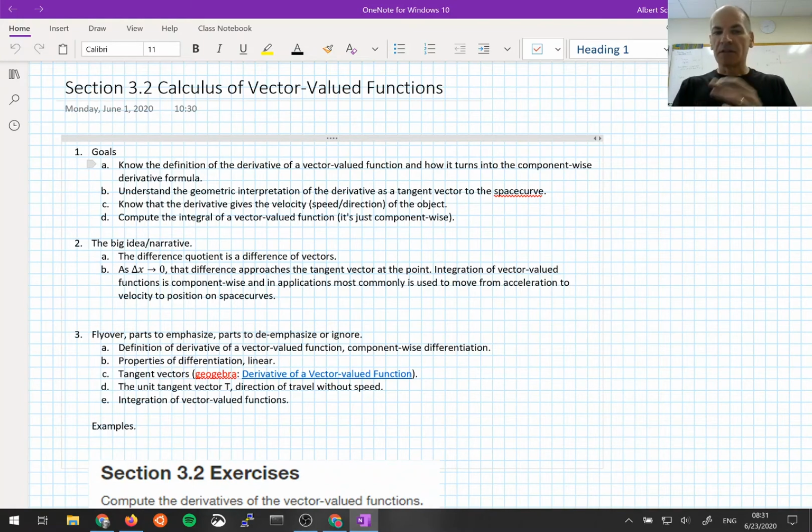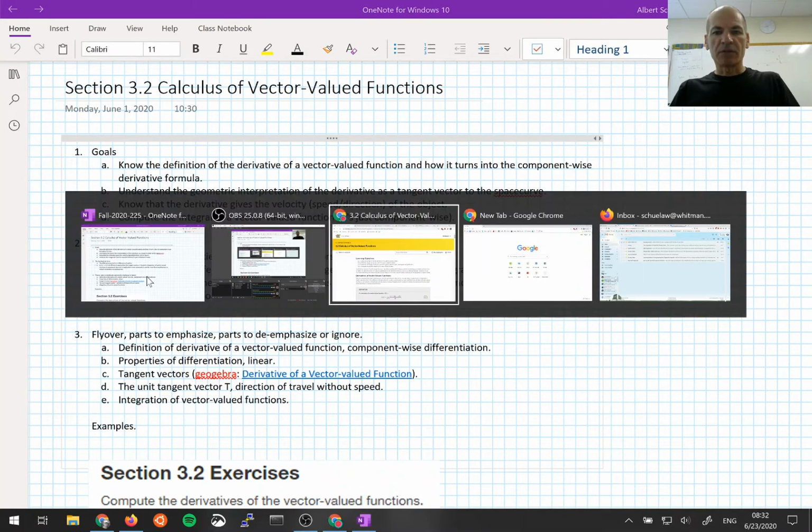so as I mentioned, the big idea here is that the difference quotient is really a difference of vectors, and that as delta t goes to 0, that difference of vectors approaches the tangent to the space curve at that point. Very much akin to secant lines that you learned about in Calc 1 when you did the original old style derivative. All right, let's do a bit of a flyover of the section.